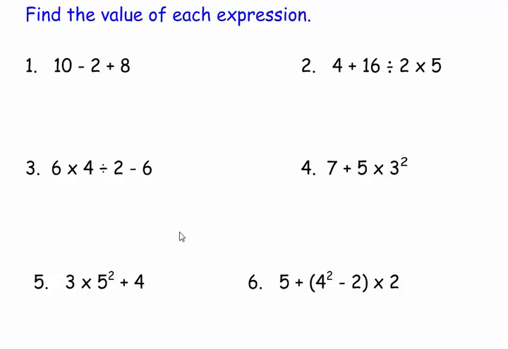All right, so here's the deal. You've got 6 problems here. You need to solve them on your own paper, and I'll look over them, but then you're going to submit your answers on the Google form here, okay?